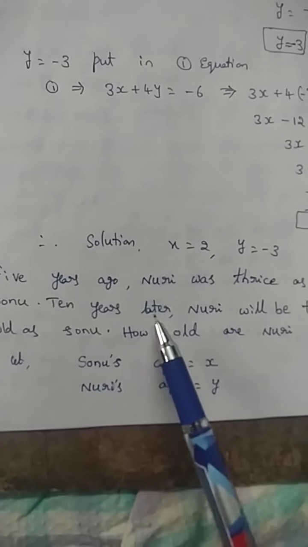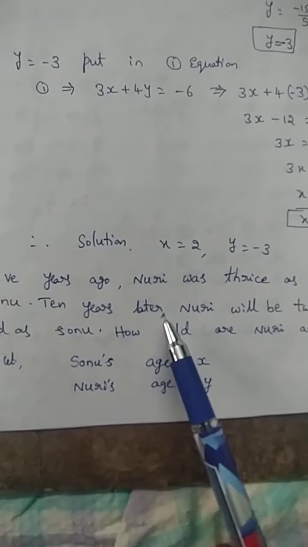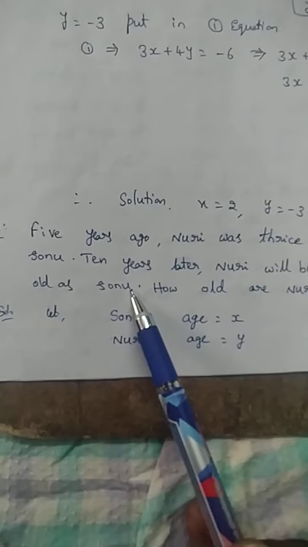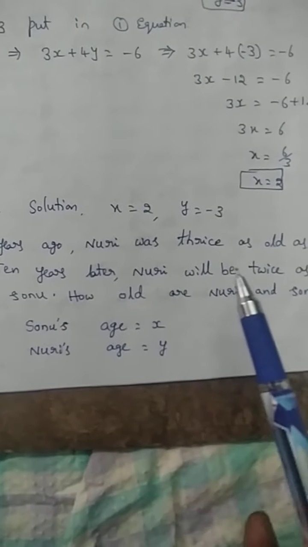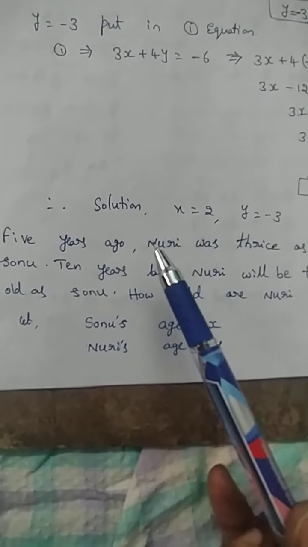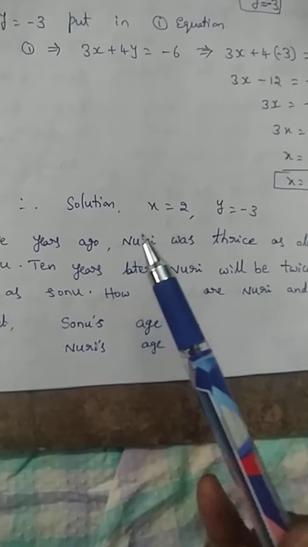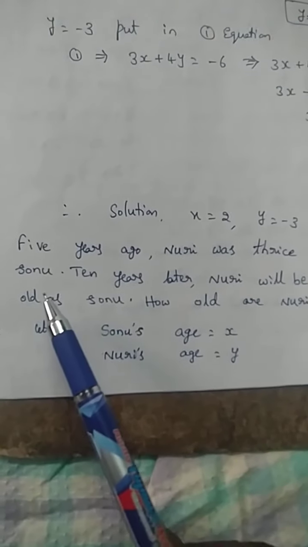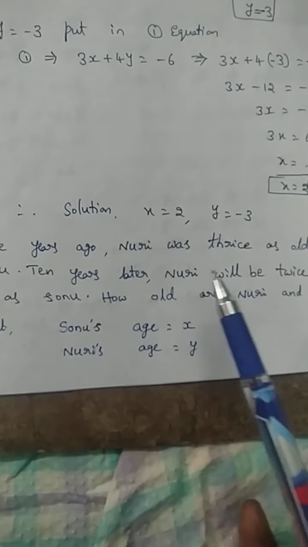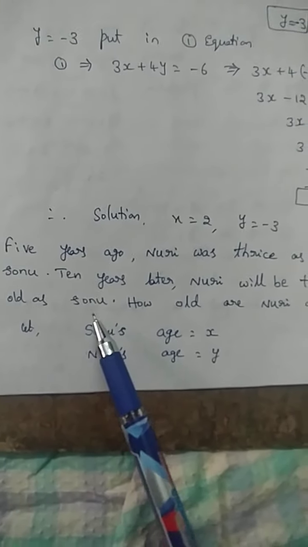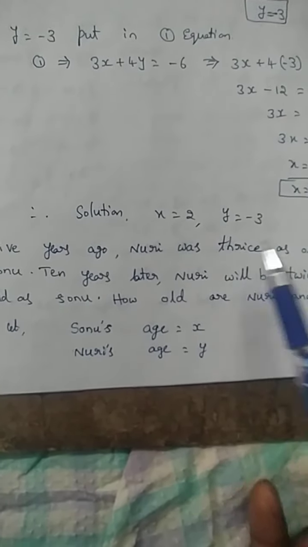10 years later, meaning after 10 years, Noori will be twice as old as Sonu. Noori is twice, meaning double, compared to Sonu's age. The first condition: 5 years ago, Noori's age was thrice, 3 times as old as Sonu. But 10 years later, Noori's age will be twice as old as Sonu. Here it is double, there it is triple.